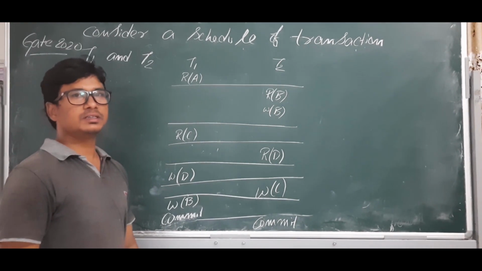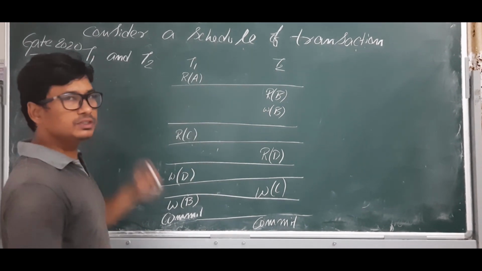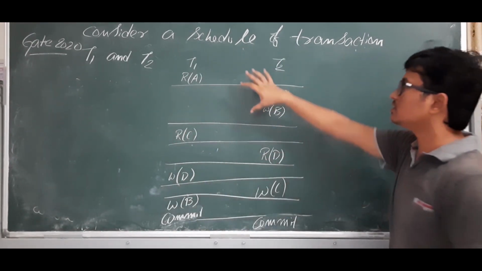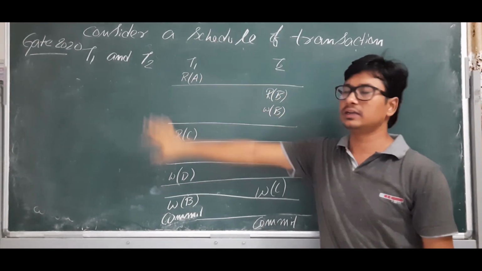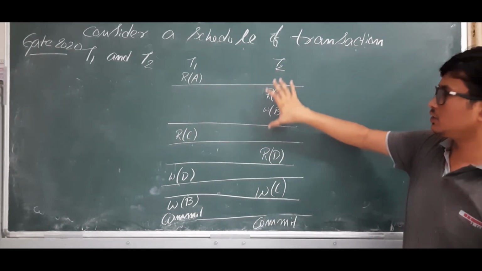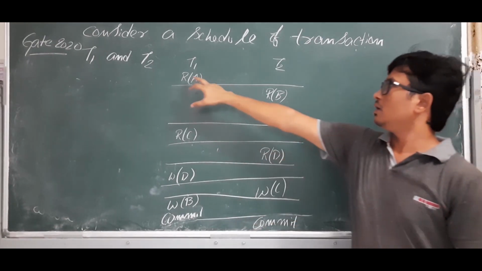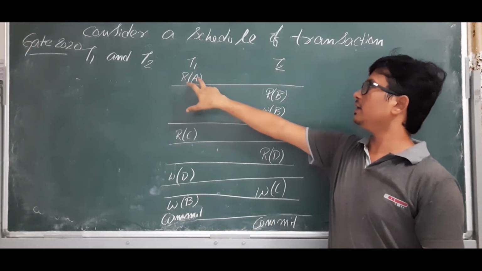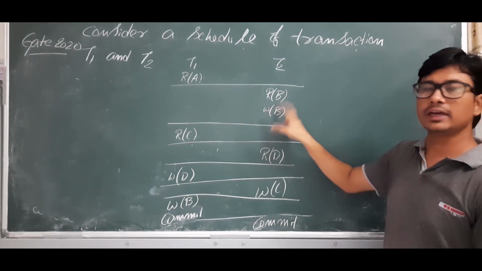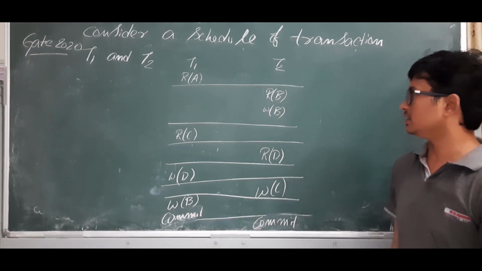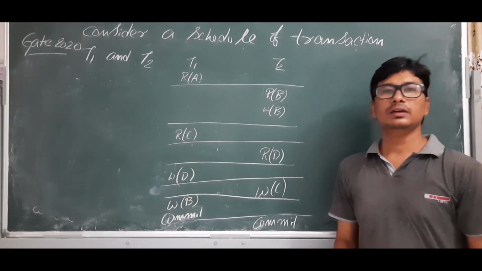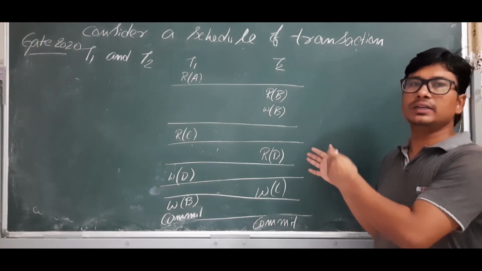Friends, today we will discuss one of the GATE questions given in GATE 2020. They have given one schedule which consists of two transactions, transaction 1 and transaction 2. Transaction 1 consists of a set of operations, and transaction 2 consists of another set of operations, where RA is nothing but reading a data item A and WB is writing on the data item B, and we have a commit operation. So what they are asking is what the schedule is conflict equivalent to.